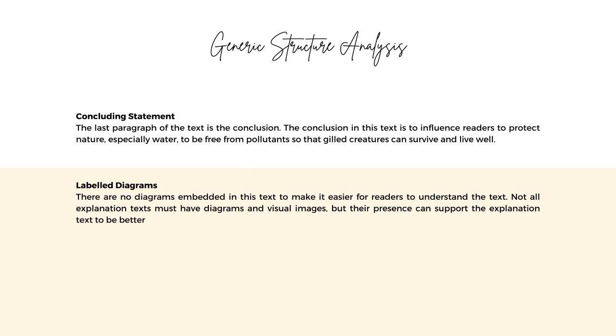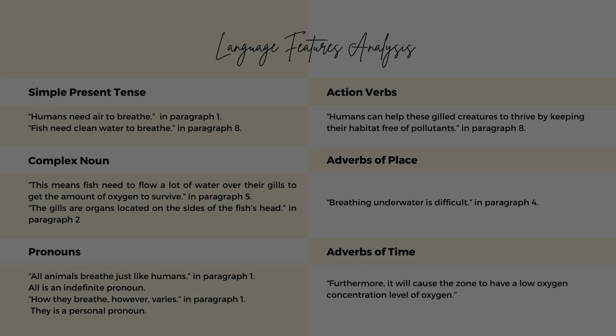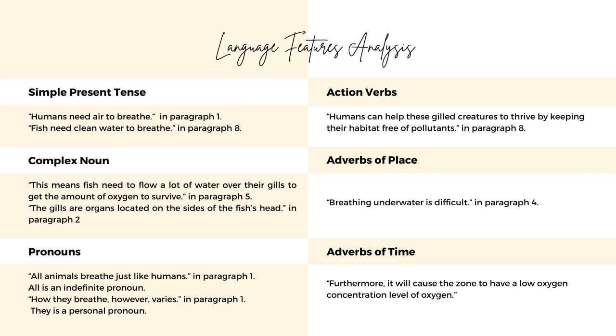Label diagrams. There are no diagrams embedded in this text to make it easier for readers to understand the text. Not all explanation texts must have diagrams and visual images, but their presence can support the explanation text to be better. Okay, so this is the language features analysis.